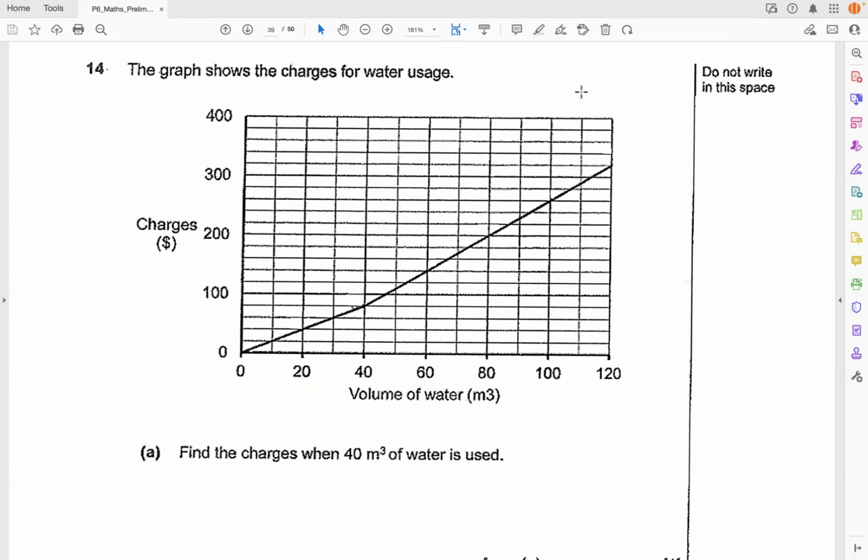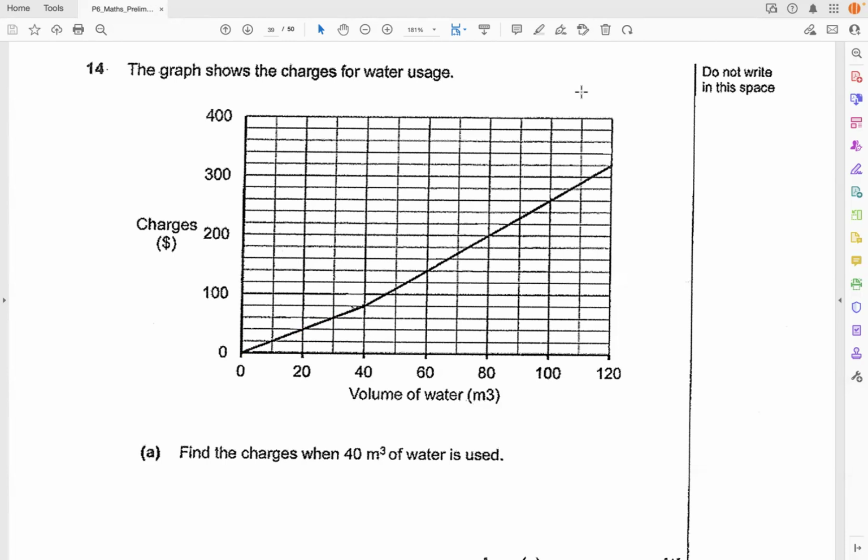Read the graph carefully. The first thing I noticed in this graph is that it is not a straight line. It's made out of two straight lines. One straight line here, and then another straight line here. So be careful, it's not one complete straight line.